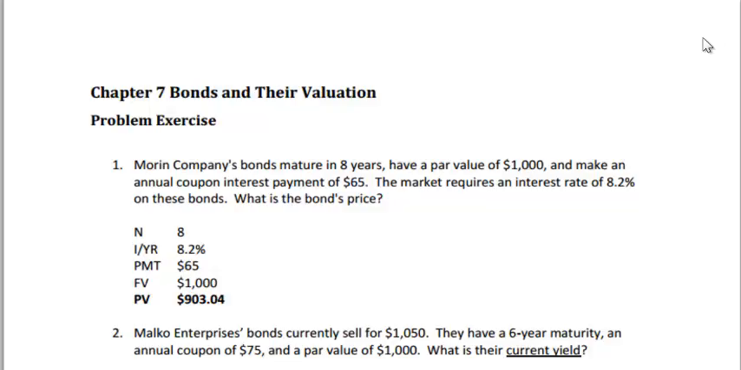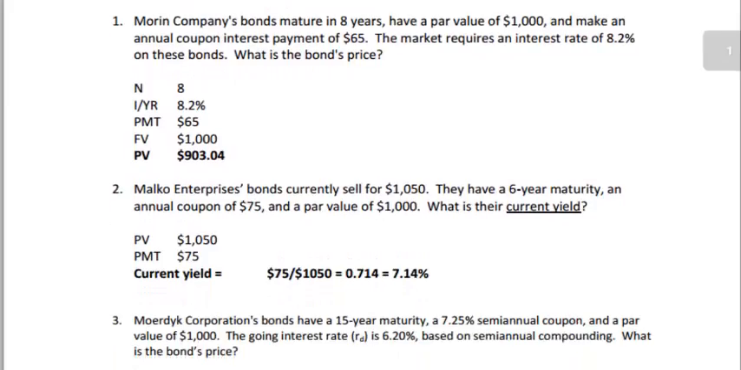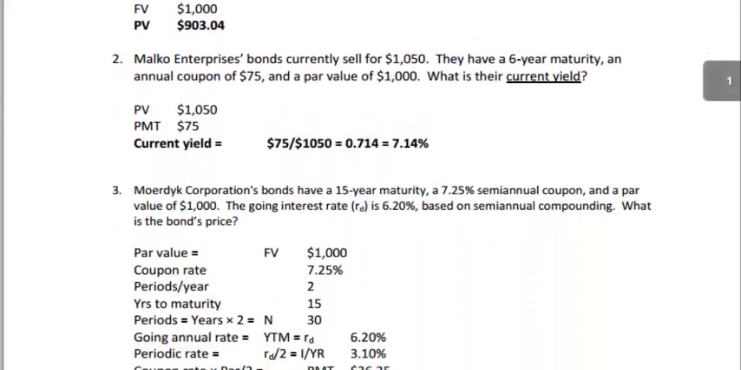Number two. Malco Enterprises currently sells a bond for $1,050, 6 years to maturity, annual coupon of $75, and a par value of 1,000. What is the current yield? The tricky part of this is just remembering the equation for a current yield.